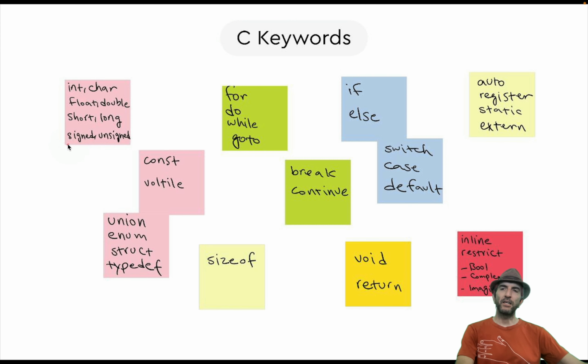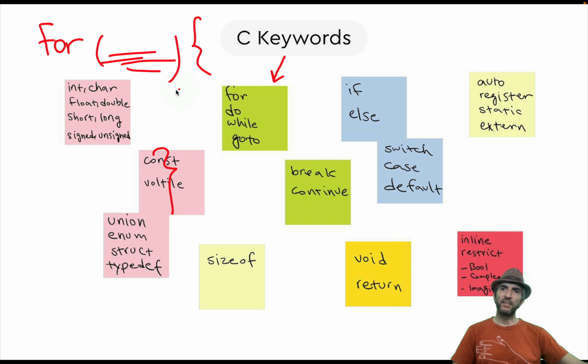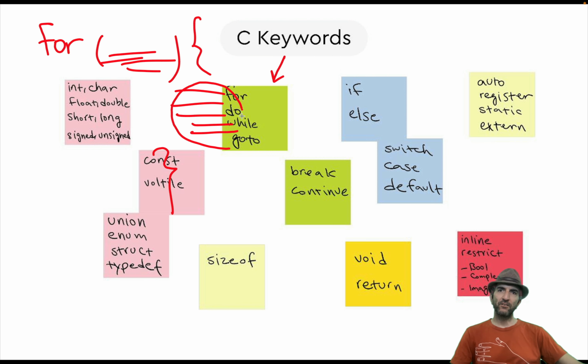And you can say interpret this variable as a signed variable, so I can have a minus sign, or interpret it as an unsigned one. Then you have the loops: for, do, while, and goto. Okay, goto is not always a loop, but anyway, you can say for this condition, do these. Most of the time we say for int i equals 0, while i is smaller than 10, i plus plus, do this. This creates a loop on this block.